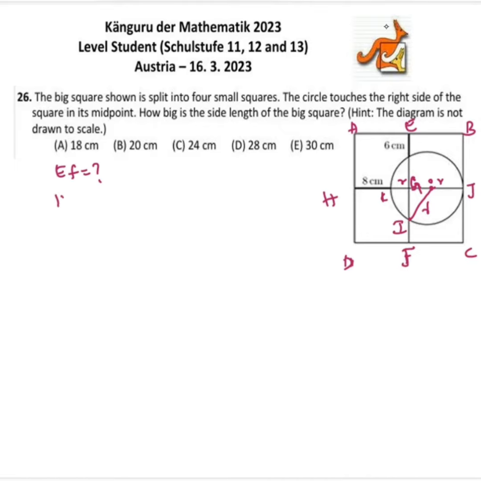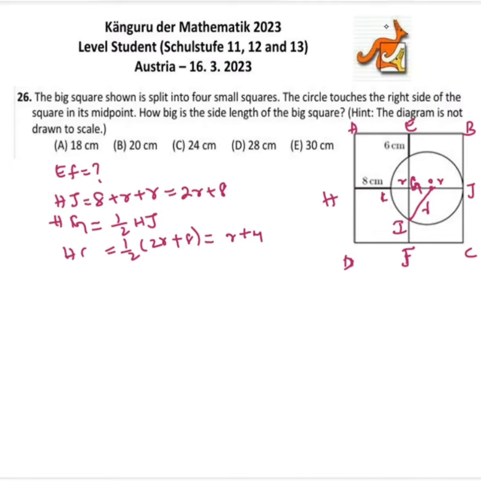So let me take HJ, which will be equal to 8 plus R plus R. That will be 2R plus 8. Then we take HK, and HG. HG will be half of HJ. Now what is half of HJ? That will be half of 2R plus 8, which is R plus 4. So HG will be R plus 4.